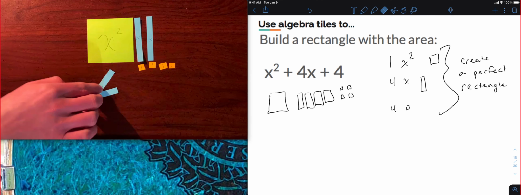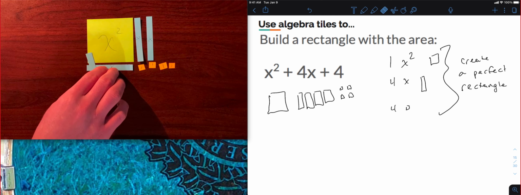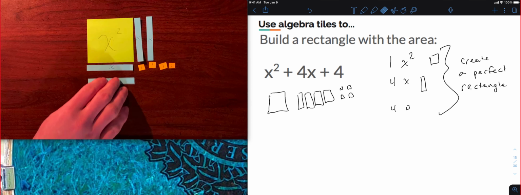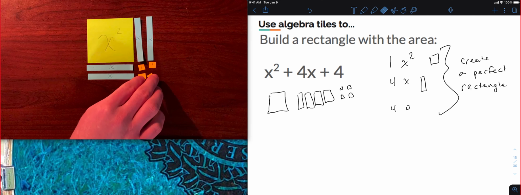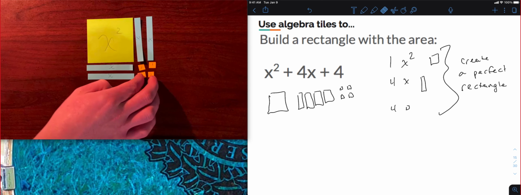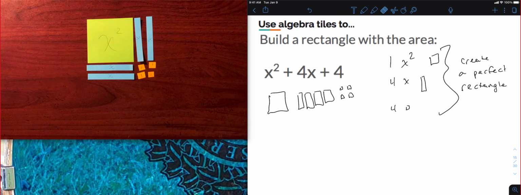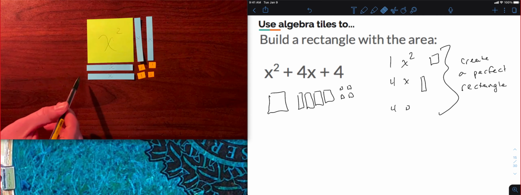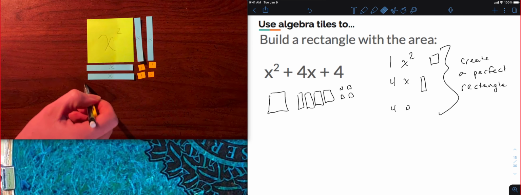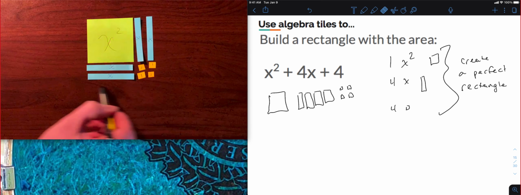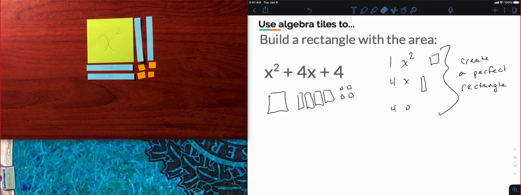So let's try it again. What if I took 2 and I brought 2 down here? I think this looks a little bit better. There's something special about this one. I just want to draw everybody's attention to the fact that this is perfect, but it's not a rectangle. It's a square.